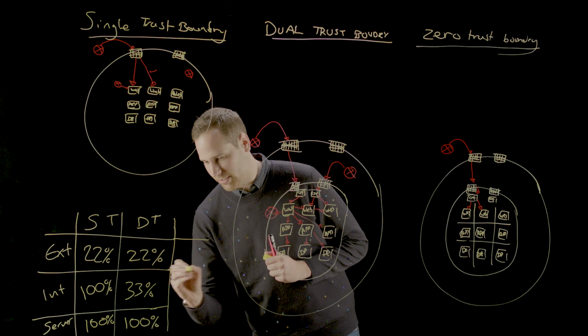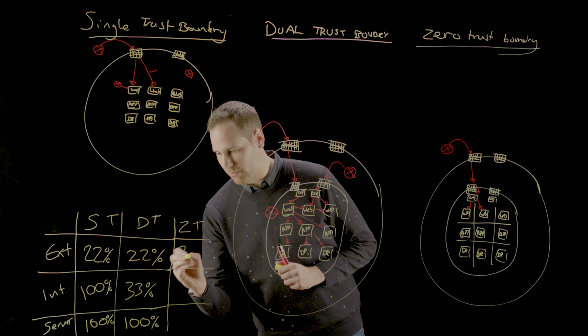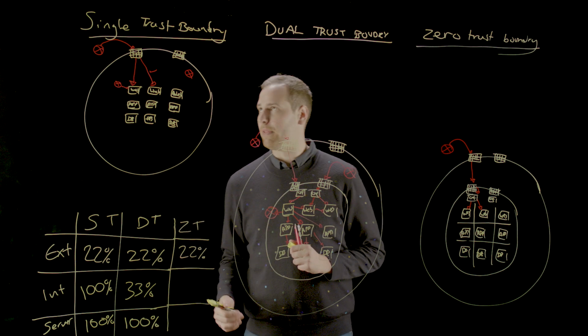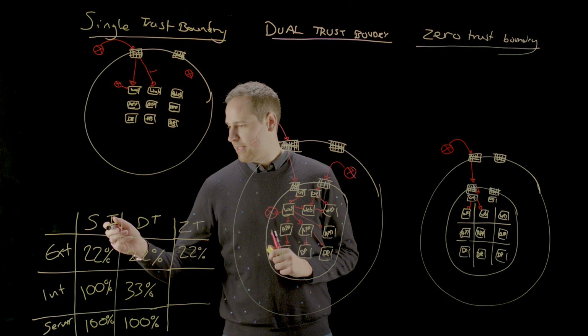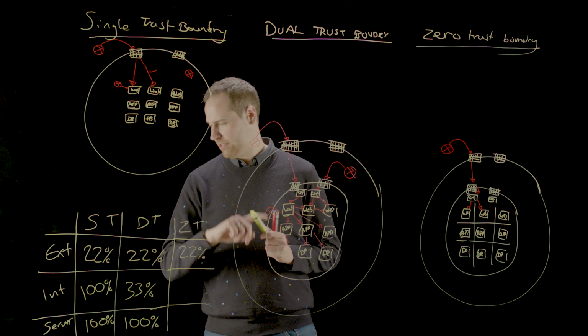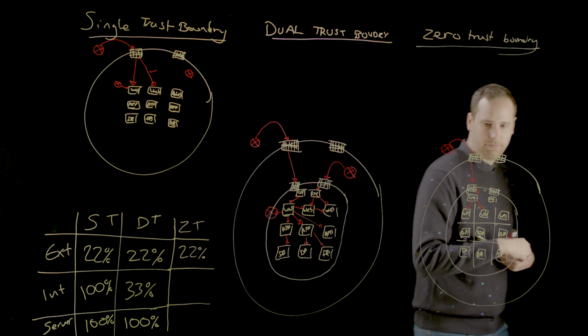Let's just draw these lines out here a little bit. And here we go. We've got our zero trust model, and we've got 22% here. As you can see, we've kept the same all the way through. That external threat actor has had the same network accessibility in the single trust model, the dual trust model, and the zero trust model. Now let's look at the internal threat actor scenario.